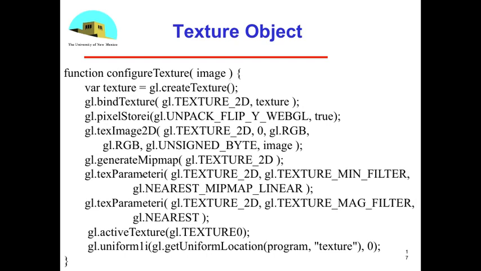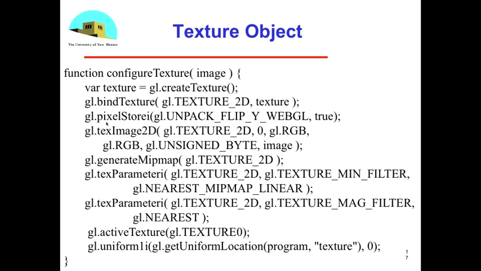Okay, so how do you do that? Well, here's setting up the texture object. Here's the detail. I create a texture object with gl.createTexture, just as we did with other attributes. I bind that texture object. Now it's a bindTexture instead of just a bind vertex attribute.